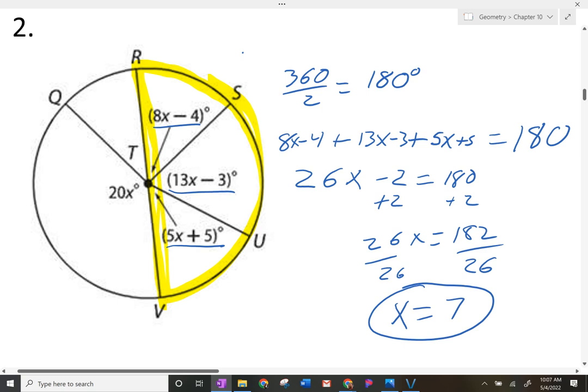Again, lots of steps for that part, but as long as you can figure out either the full circle is going to be 360, half of a circle is going to be 180, you'll be set.